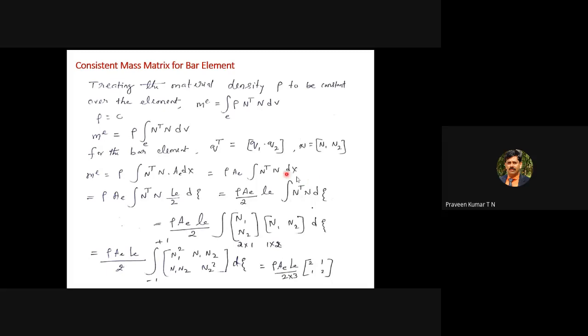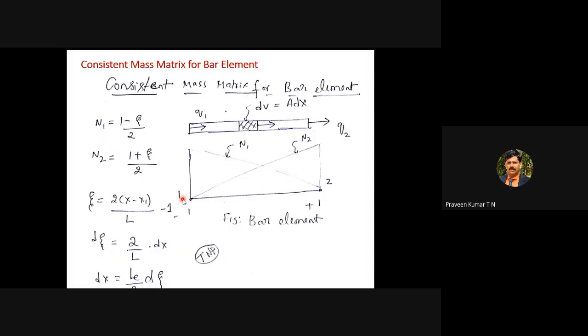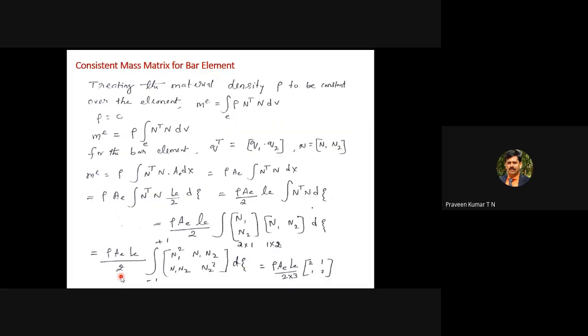This N transpose into N is required even for heat transfer. You have derived many equations by using the integration of N transpose into N. Where N is given, we will derive it separately. So N transpose into N, and dx is replaced by Le by 2 into d xi. The equation for dx is obtained by using the relationship between the local coordinate xi and the global coordinate x. You are replacing dx in terms of Le by 2 into d xi.